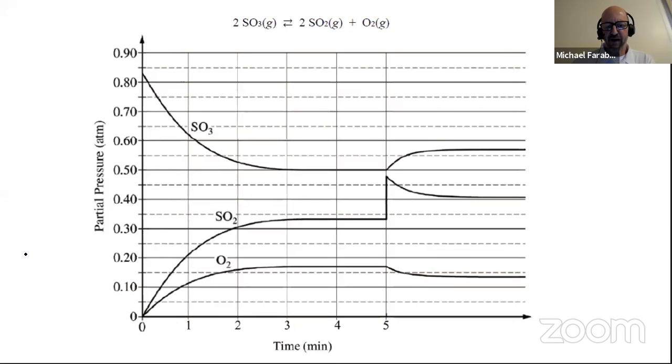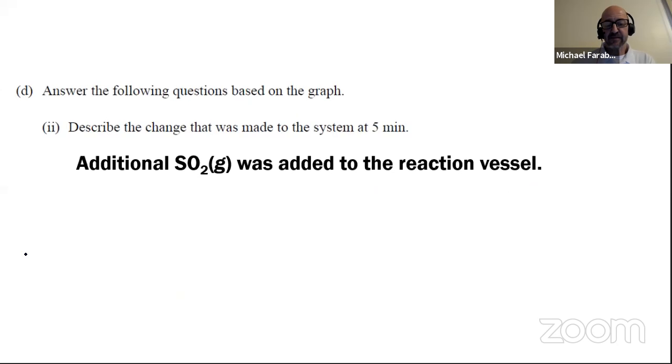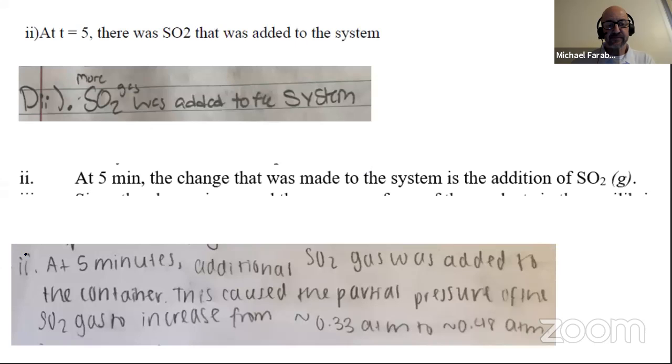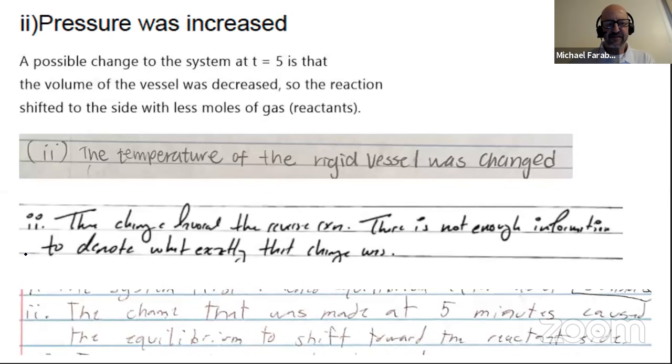Well, at 5 minutes, we have an increase in the concentration of SO2. So most likely more SO2 was added to the reaction vessel. Okay, these people said at T equals 5, the SO2 was added to the system. Looks good. SO2 was added to the container. Then we had some people that were a little bit confused. They said pressure was increased. That's not specific enough. Adding more SO2 is really what we're going for here.